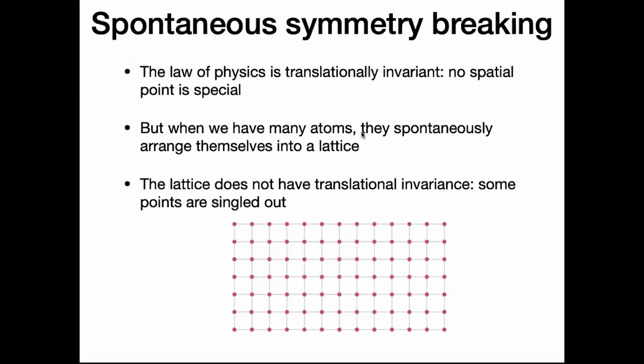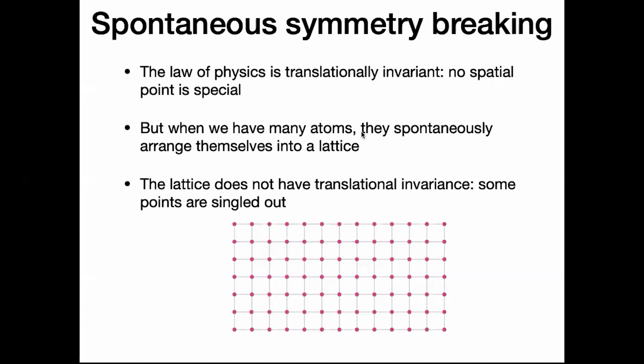Now, the lattice of atoms, this crystal, is an example of a phenomenon in quantum field theory called spontaneous symmetry breaking. Let me explain the word symmetry. In this case, one of the important symmetries is translational symmetry. That is the symmetry of space. In space, all the points are equivalent to each other. There's no point that I single out.